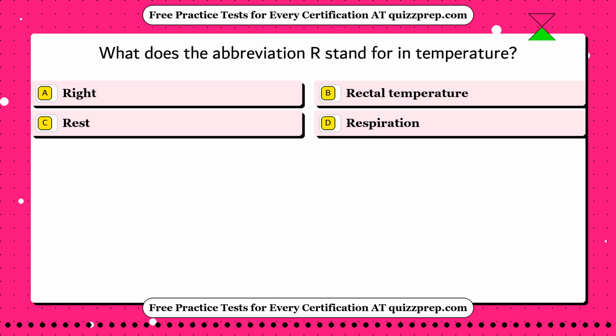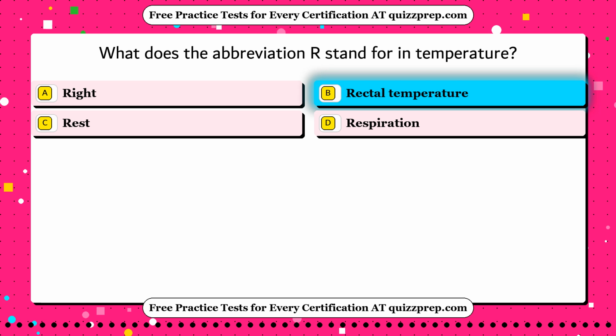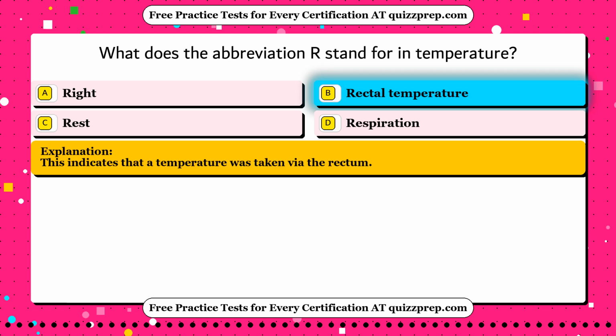Question 102. What does the abbreviation R stand for in temperature? Option A, right. Option B, rectal temperature. Option C, rest. Option D, respiration. The correct answer is option B, rectal temperature. This indicates that a temperature was taken via the rectum.